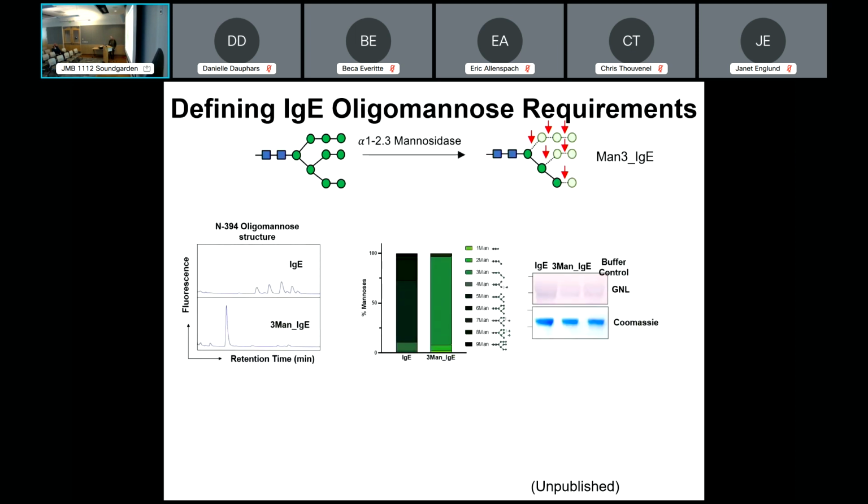The first experiment she did was to treat IgE with a 1,2,3 mannosidase. That would generate essentially this MAN3 structure. And I think it's worth reminding that the mannosidase is only going to work on the oligomannose glycans, because the complex biantennary glycans do not terminate in mannose. She confirmed the digest first by HPLC, and you can see that while the oligomannose in IgE exists with these 5, 6, 7, 8, 9 mannose structures, they all shift to a MAN3 structure by HPLC, and that's just quantified here. Then she did some of the biochemistry, where you can see the lectin blots and the Coomassie.